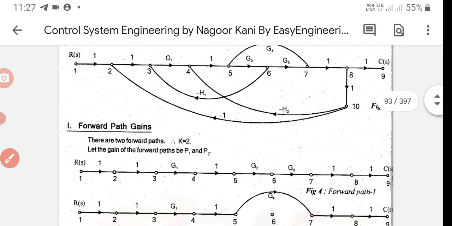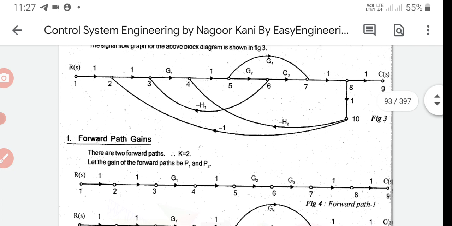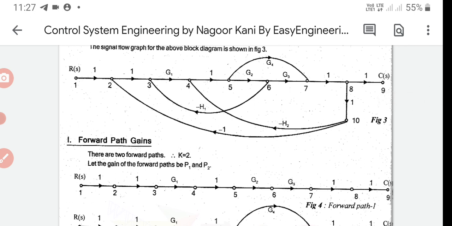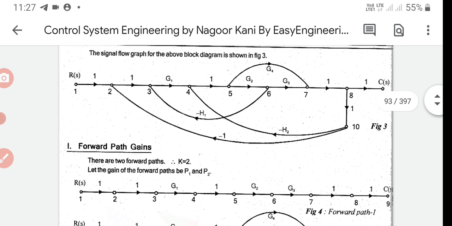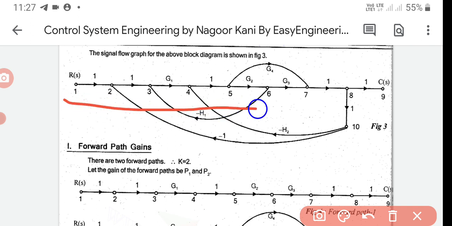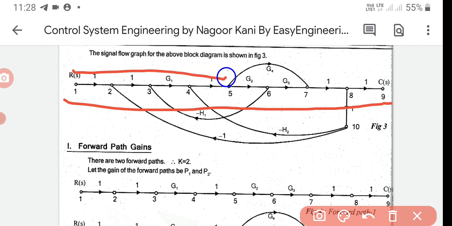Now by using Mason's gain formula, once again you have to calculate the overall gain of the system. See how many forward paths are there here. The first one is the main forward path, and one more forward path is there. From R(S) to C(S) directly you have one forward path, and from R(S) to the 5th node, from the 5th node to the 7th node, and then finally it reaches C(S). So you have two forward paths here.